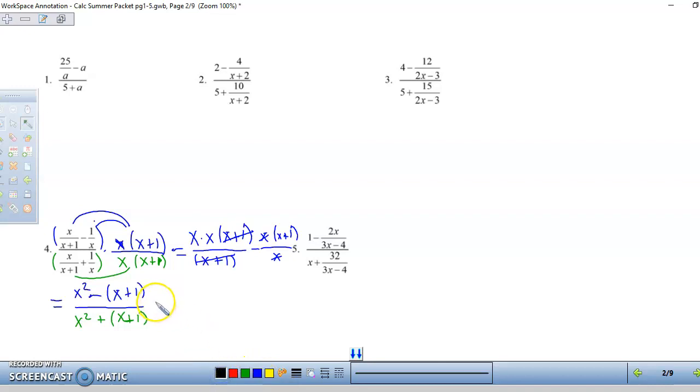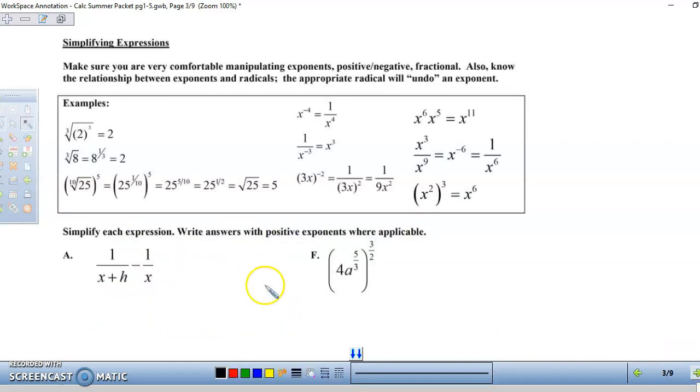Okay, so then my final answer, I'm going to simplify x squared minus x minus 1, all of that over x squared plus x plus 1. As a final step here, you should see if these factor and you could further cancel, but neither one of those factor. So this will be your final answer. Okay, next page. So most of these should be fairly straightforward.